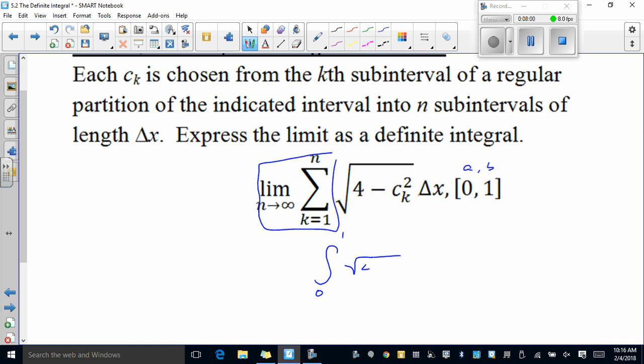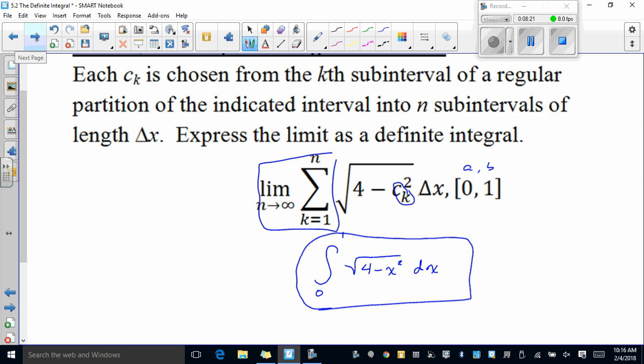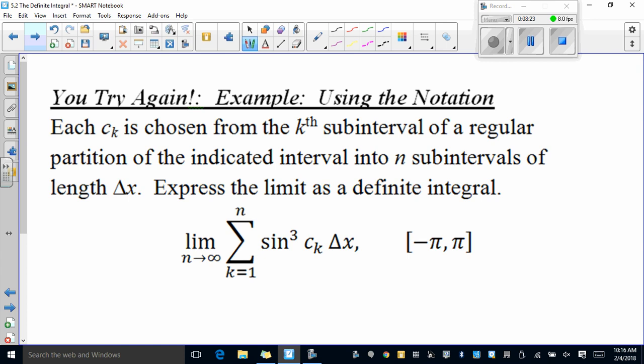Remember, right now we're just setting these things up. Nothing more. So let's look at this one. Now we're going to do a trig one. Again, this is just identifying that it's going to be an integral. So if they didn't tell you anything else up here and just said express this as an integral, that limit with the summation tells us it's an integral, because this is our Riemann sums notation.